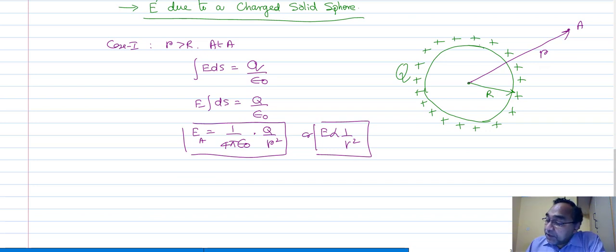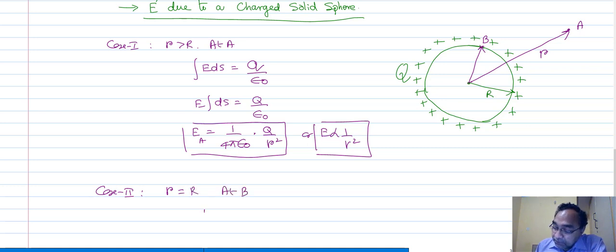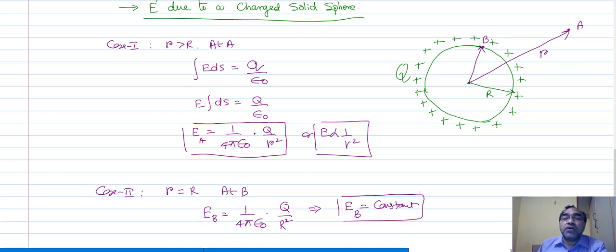And the next point is at B. Here also there is absolutely no difference. That is case 2, which is r is equal to R, that is at B. So E at B will be taken as 1 by 4 pi epsilon naught Q by R square. So from this we can say E at B is a constant. Till here the analysis is the same as what we have seen in case of the hollow sphere.